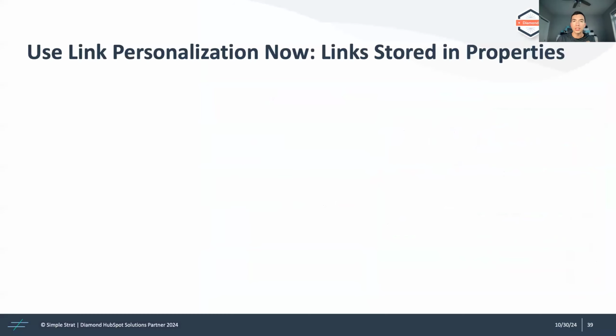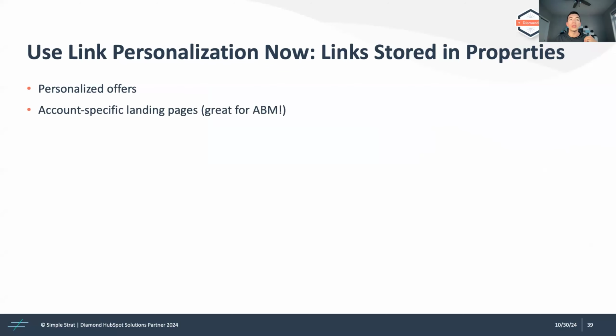So the most obvious use case for that is if you have a URL or a link stored in a property for a contact record. So that might be for things like a personalized offer for an e-commerce site, or if you're using ABM and you've got account-specific landing pages for your larger target accounts, maybe it's branded for them, or the content is kind of specially curated for them. Maybe you've got a customer portal link.